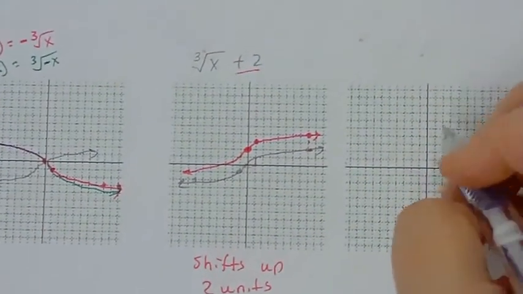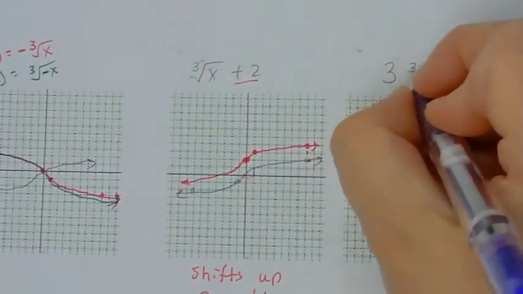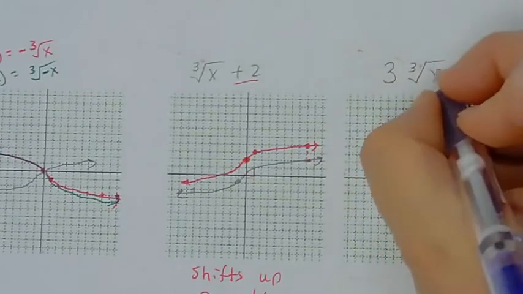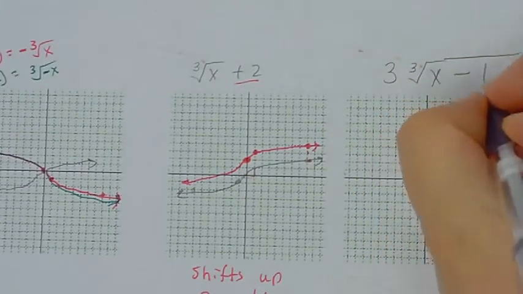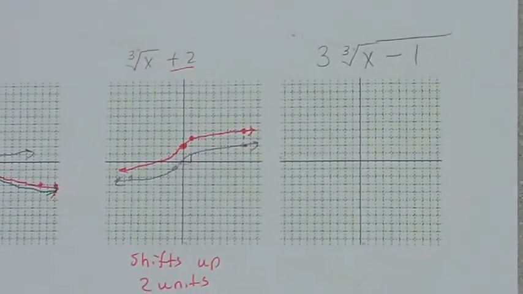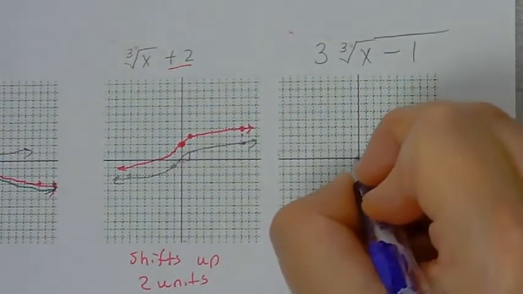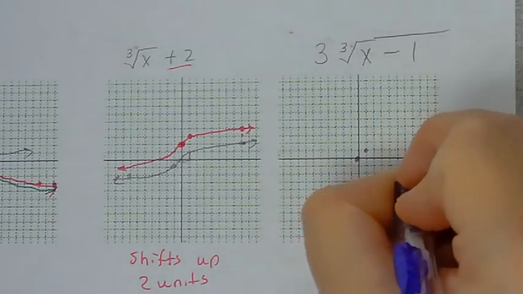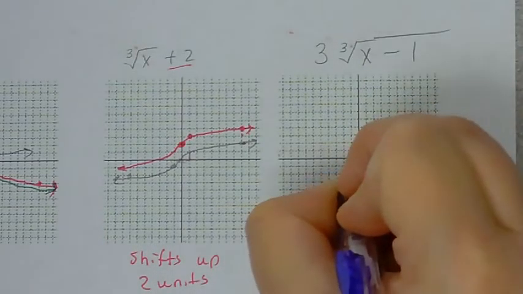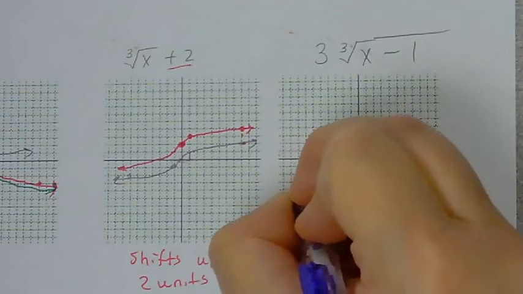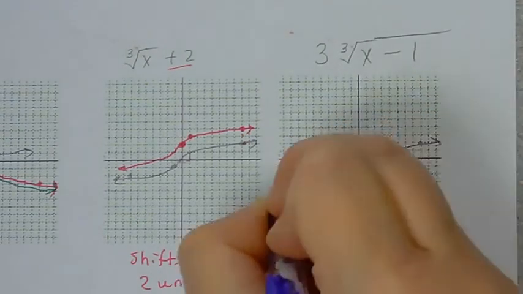Let's do one more of these. Let's do 3 cube root of x minus 1. Let's shift it as well like this. Okay, so I'm going to start by graphing the parent function. It goes like this. And then we're going to shift it. So here's the parent function.